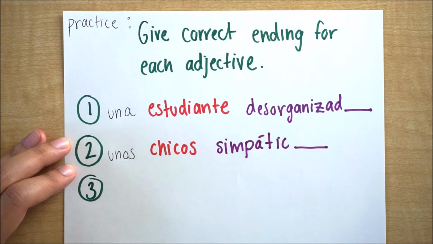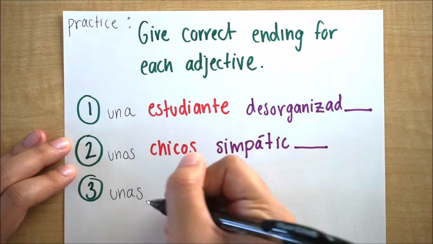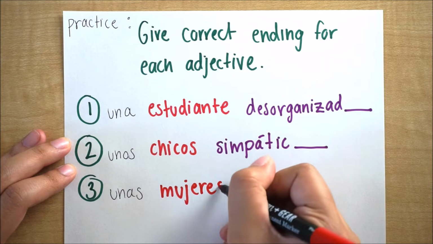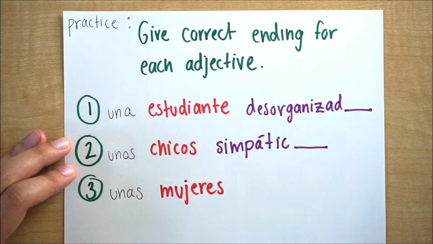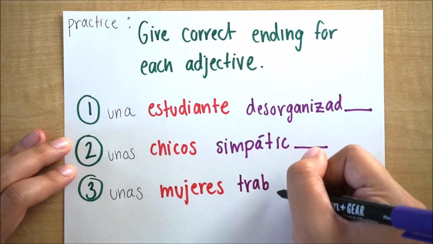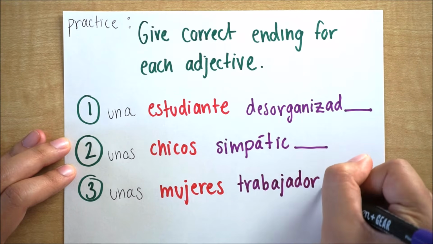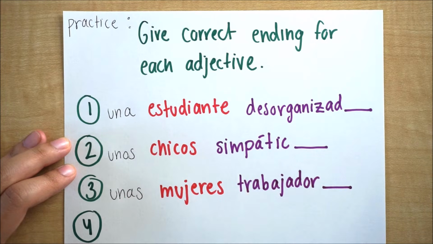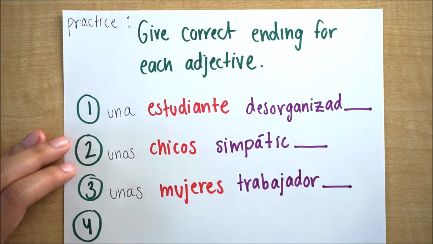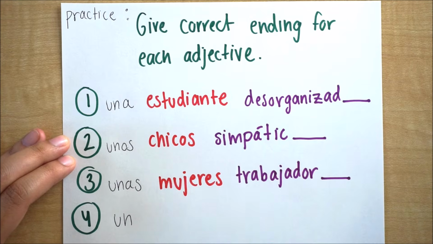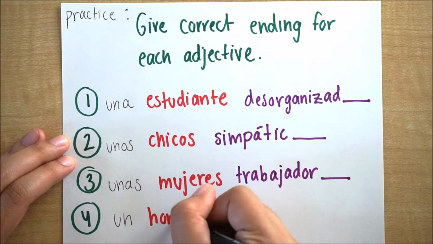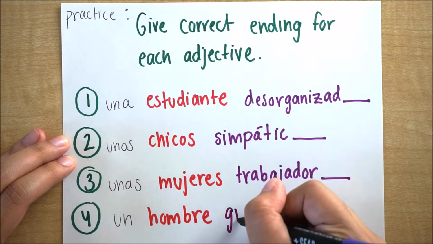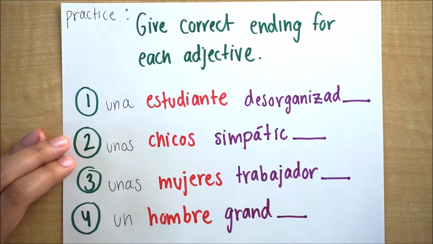Next, we have unos chicos simpáticos. So you have to see what the ending should be. Then we have unas mujeres, and mujeres means women. So unas mujeres trabajador. So what should that ending be? And our last one. So if we ever see una, unos, un, that means we're using an indefinite article. And if you're unclear about definite versus indefinite, go ahead and check out my video already posted.